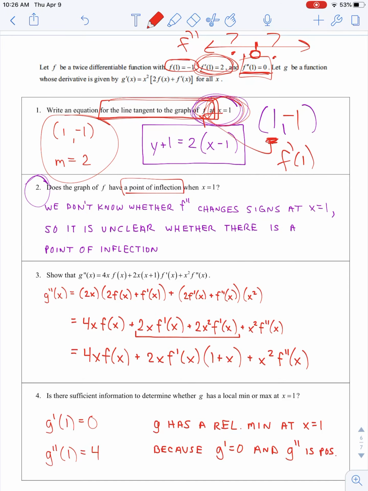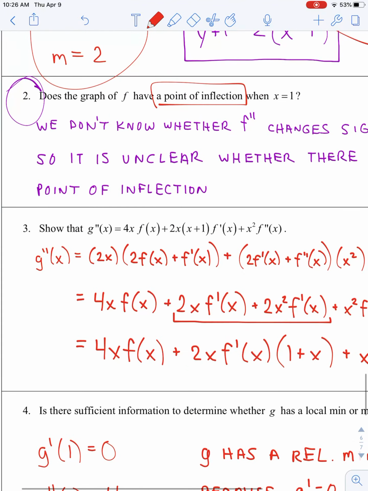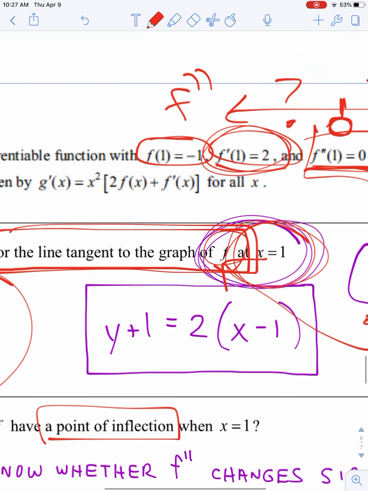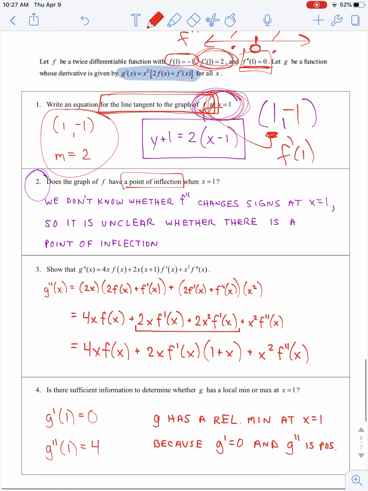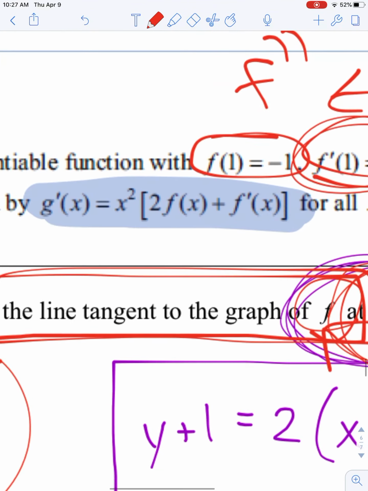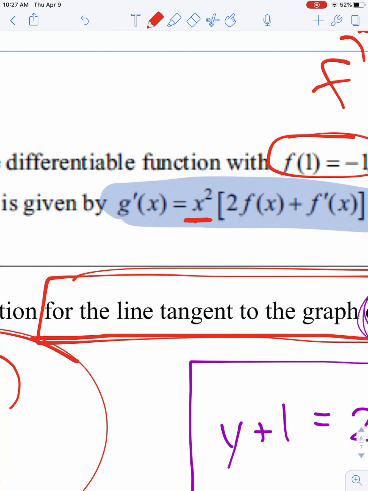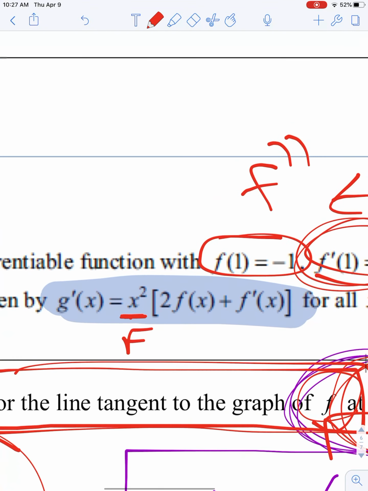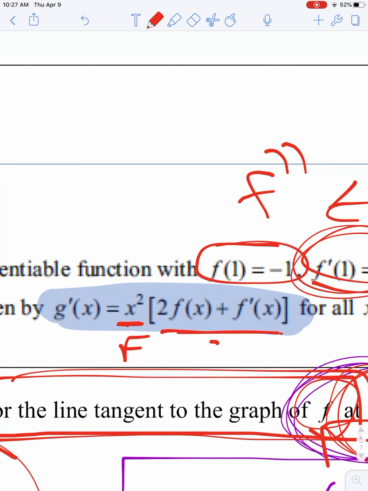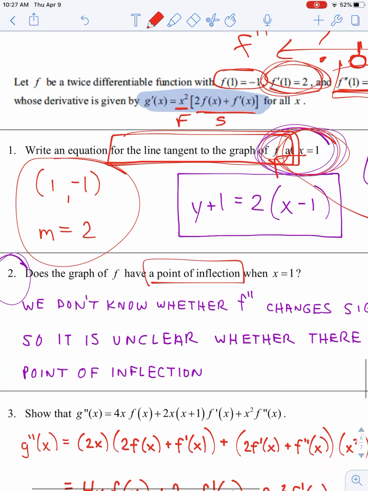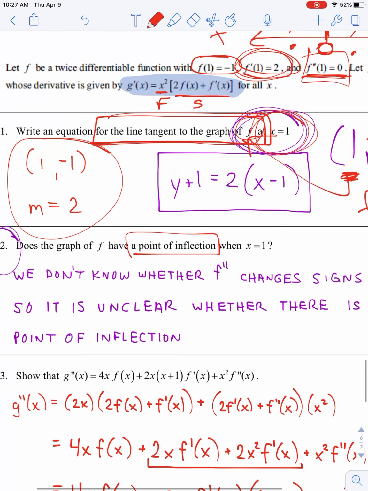Number 3, it says show the second derivative. So this is your first derivative up here of g. We have to find the derivative of that. So it's product rule. I would use this as my first, and I would use this as my second. Let's see if that's what they did on the answer key here. Yeah, they just switched the order.